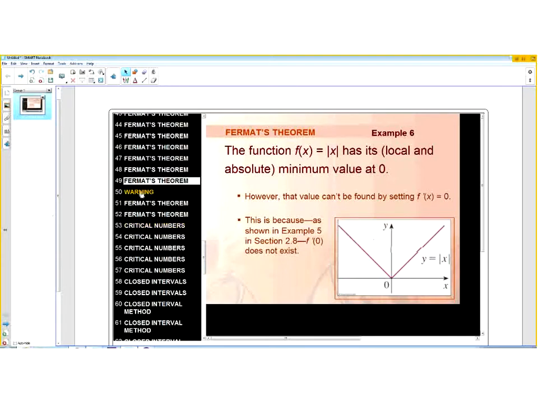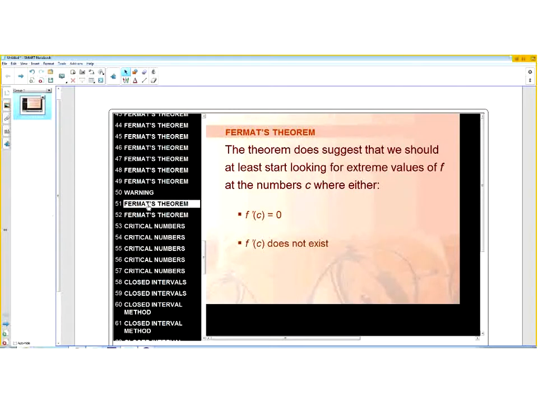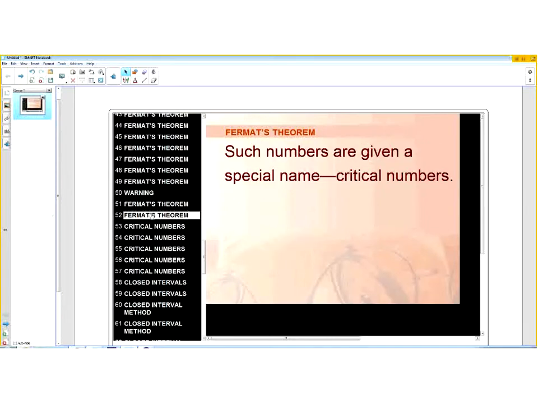And here's a warning. We have two cases of how to be careful when using Fermat's theorem. The theorem suggests that we should start looking for extreme values of f at the number c where either the derivative at c is equal to 0, or the derivative at c does not exist. Okay, so this would cover the case of y equals x cubed, and this would cover the case of the absolute value function right here.